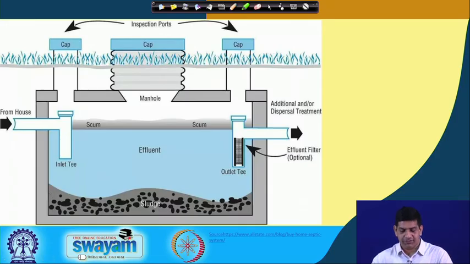Here is another example. From houses, things are coming into this inlet tank. So, we have some effluent, and that is like a manhole. Then you have water going out.